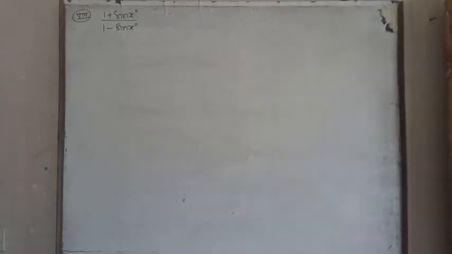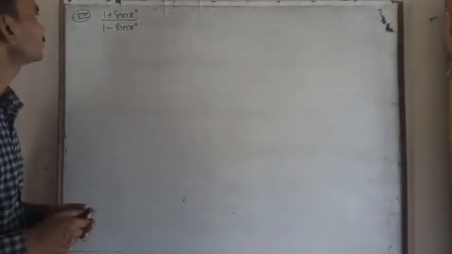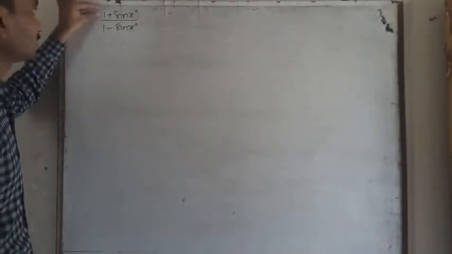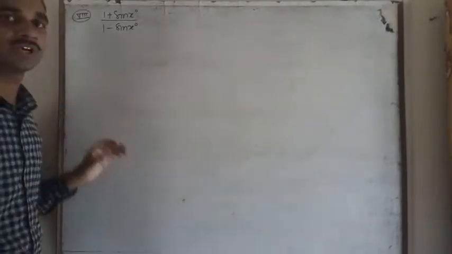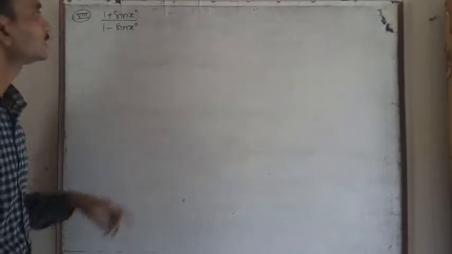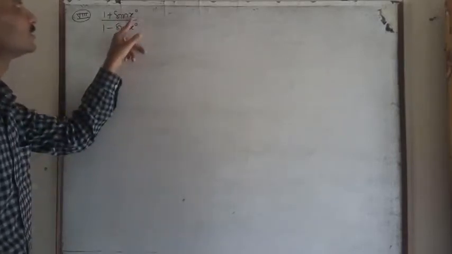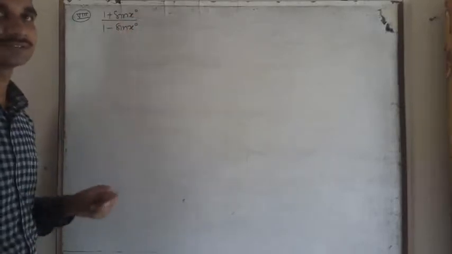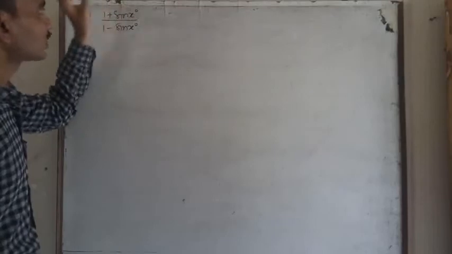Example number 8. 1 plus sine x degree upon 1 minus sine x degree. Here there is a numerator upon denominator, so we apply the quotient rule. But there is one problem. Here is x degree and we have to differentiate with respect to x. So we discuss about x degree.